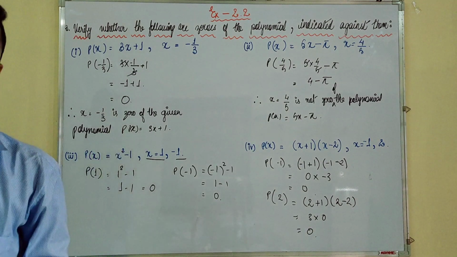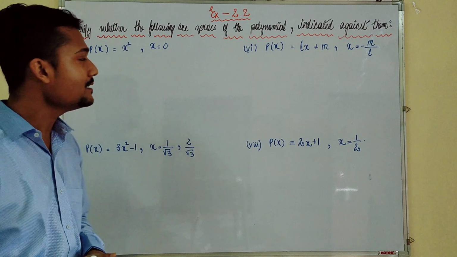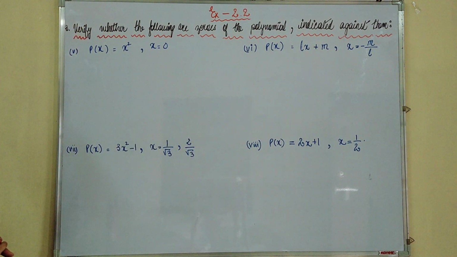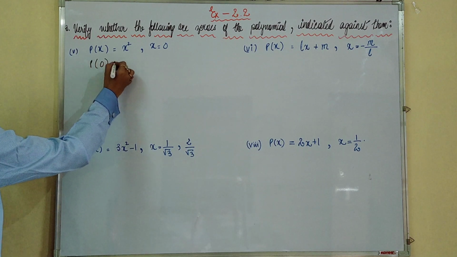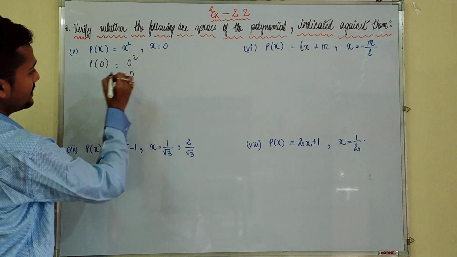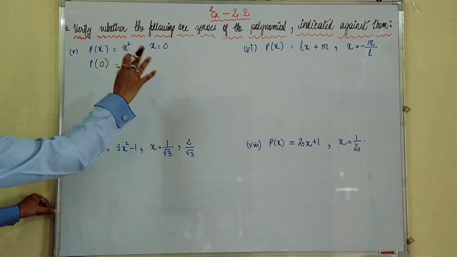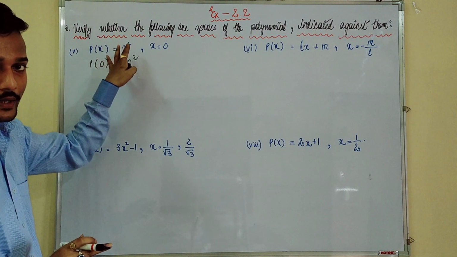So be quick. The next set of questions that I have taken are 4 questions. So let us see one by one. So what will I take here? Yes, I will take 0, and in place of x I will take 0. Then how much will I get? 0. That means this x equal to 0 is 0 of the polynomial Px is equal to x square, isn't it?